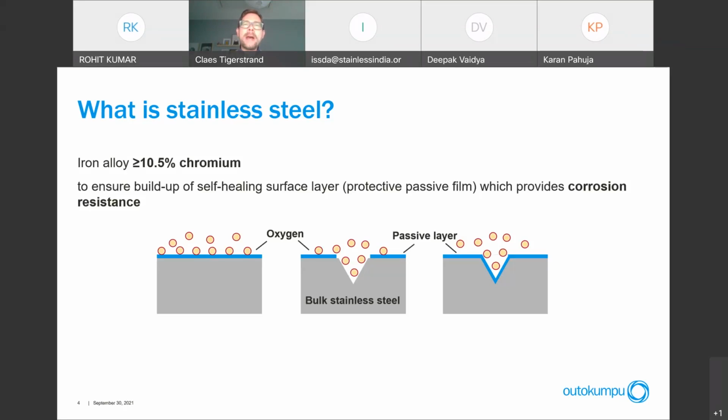can compare this 1 millimeter stainless steel sheet with a 10-story building. Then the thickness of the passive layer is similar to a playing card on top of a 10-story building. Then you can understand how thin it is, but still so important and it gives the corrosion resistance of the stainless steels. You need at least 10.5% chromium.